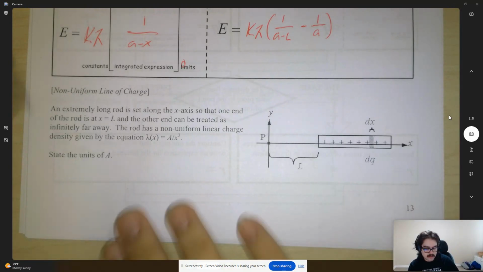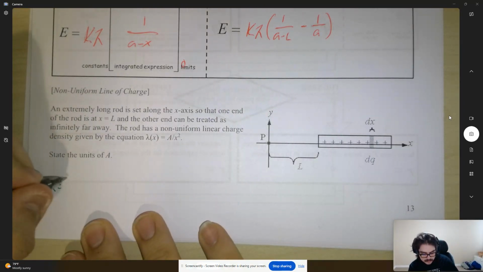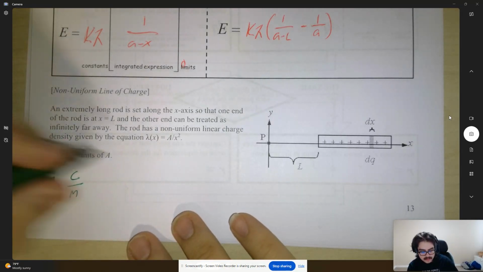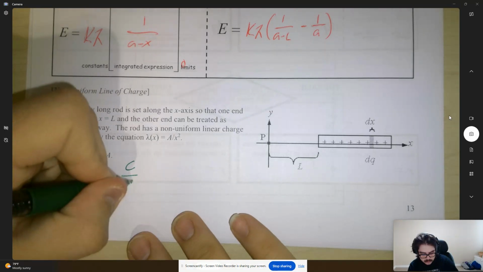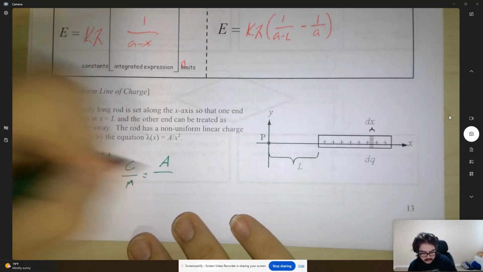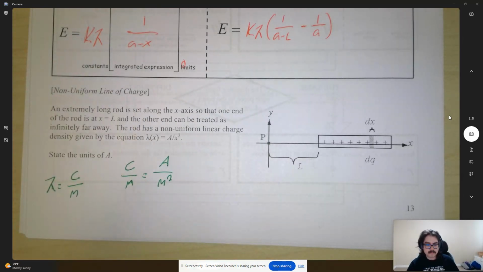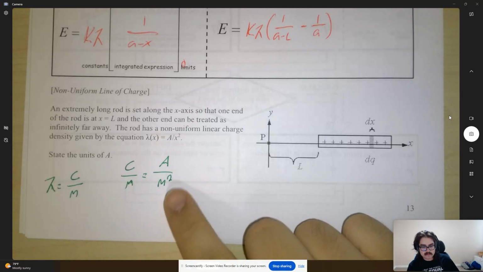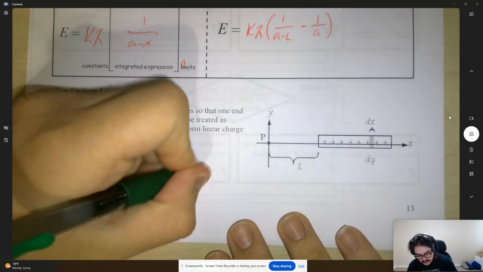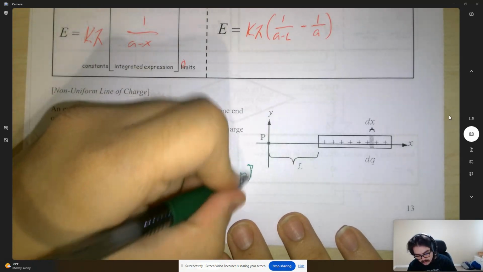Well, if I know that lambda has to be coulombs over meters, then coulombs over meters has to equal whatever A is, which I don't know, and then the x squared is going to be meters squared. So what I need to do is cancel out one of the meters in the denominator, and then add a coulombs in here. So A would have to be in units of coulombs times meters to cancel out.